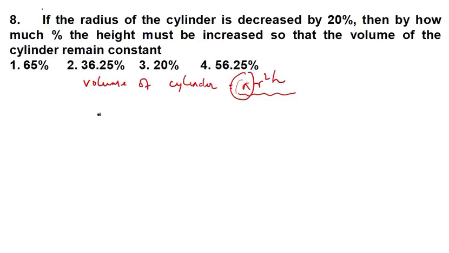It is written in the question that radius got decreased by 20%. Then by how much percent the height must be increased, so that the volume remains constant. Fine. So we know that decreased by 20% is 1 by 5. Before it was 5, radius was 5, now it becomes 4. So in height nothing is given, so I'll just assume as 1. So it is 5 and 4.